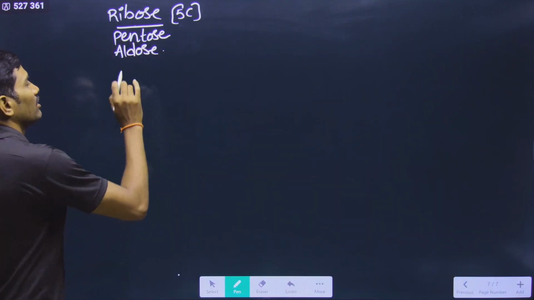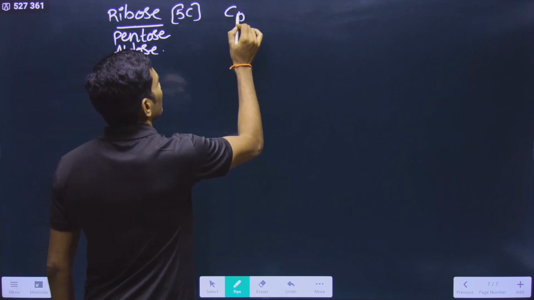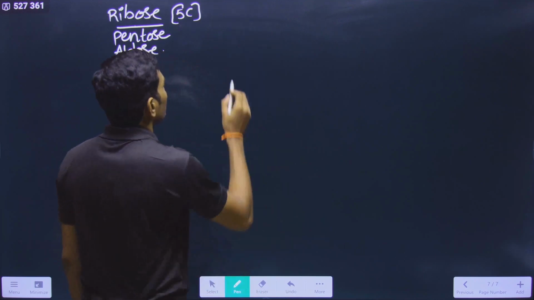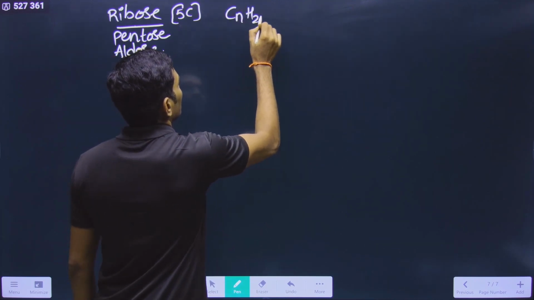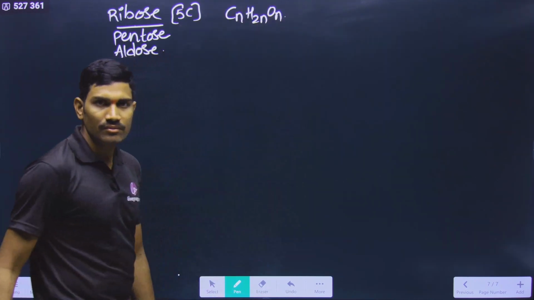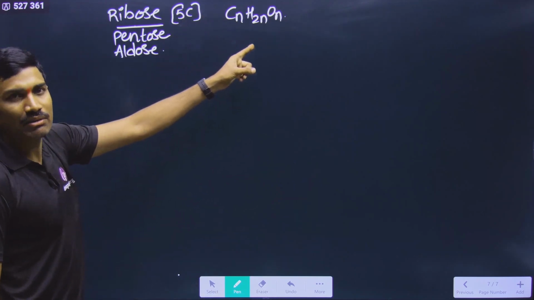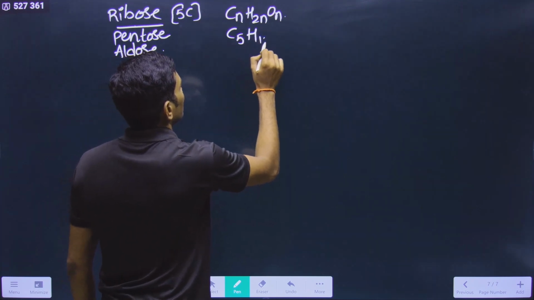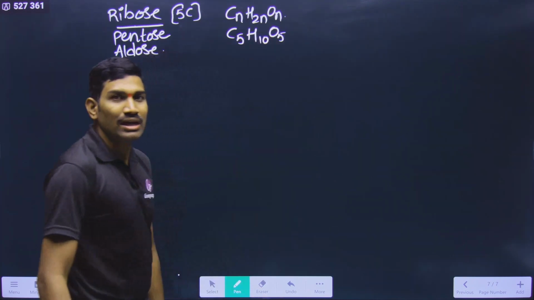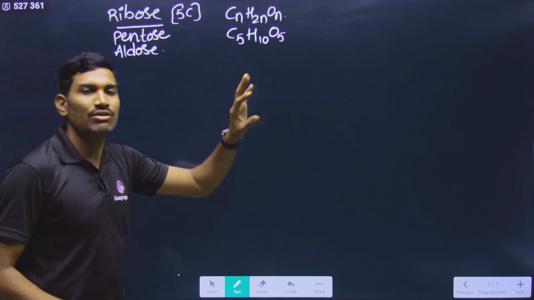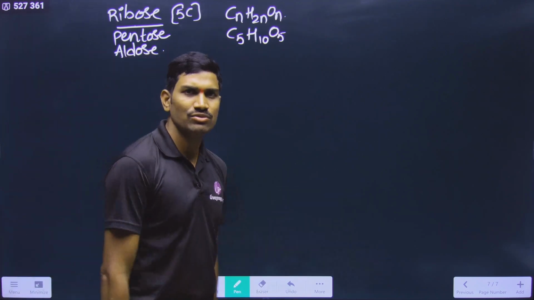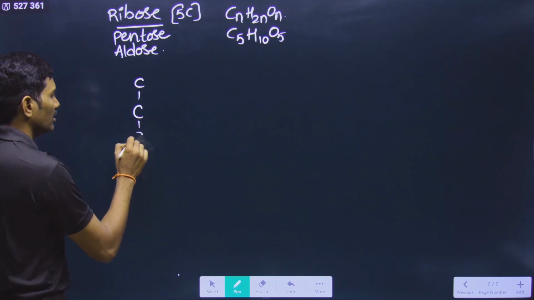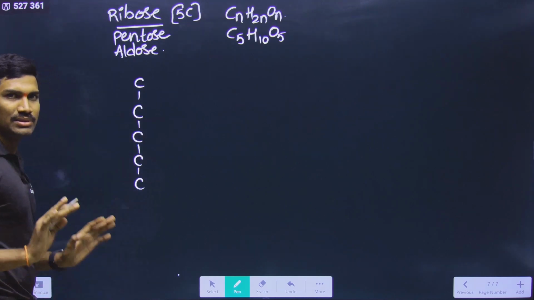Understood or not? And what is the basic formula of this one? It will follow the normal basic formula of monosaccharides. What is the normal formula of the monosaccharides? CnH2nOn. Yes or no? In this n, what is the number of carbons? 5 carbons. So here it will follow the same formula, C5H10O5. So ribose sugar is following the basic formula of the monosaccharides. Now in this, how many carbons are there? 1, 2, 3, 4, 5 carbons are present.